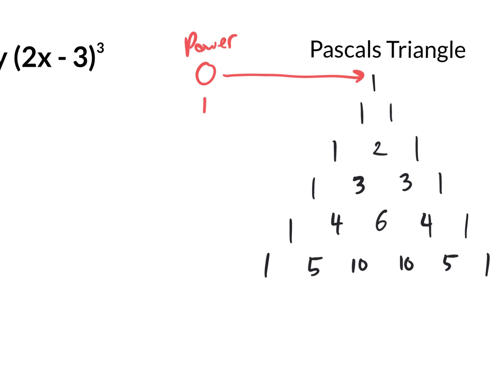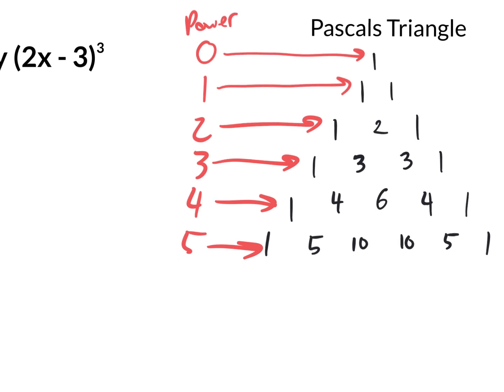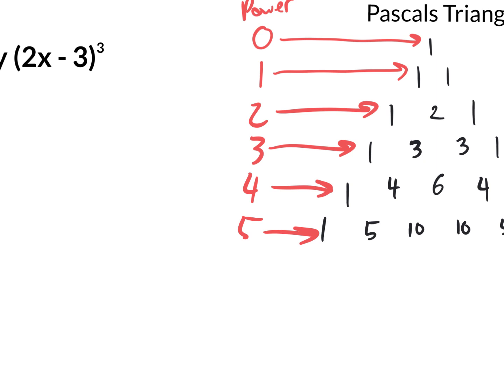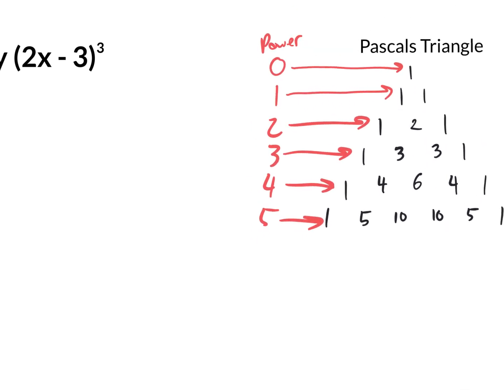Now, then you have power of 1, and you're going to end up using this row. Power of 2, end up using this row. Power of 3, using this row. Power of 4, using this row. Power of 5, using this row, and so on and so on. I know this sounds really weird. Bear with me. So Pascal's triangle, you create it with your triangle of 1s, and then you find out which row you need according to your power.